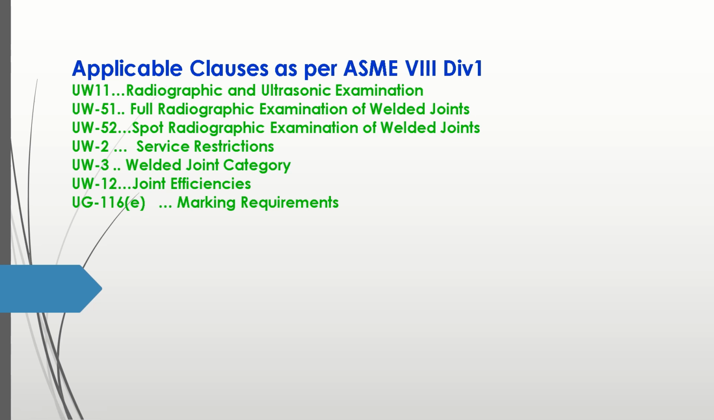So there are some clauses in ASME Section 8 Division 1 which are very important as far as radiography is concerned. UW 11 talks about extent of radiography and ultrasonic examination, and UW 51 talks about full radiography examination of welded joint. This is basically the procedure of how it will be done. UW 52 also talks about the procedure of spot radiography. UW 2 talks about service restrictions. Then UW 3 is about weld joint category. UW 12 is about joint efficiencies, and UG 116(e) talks about marking requirements.